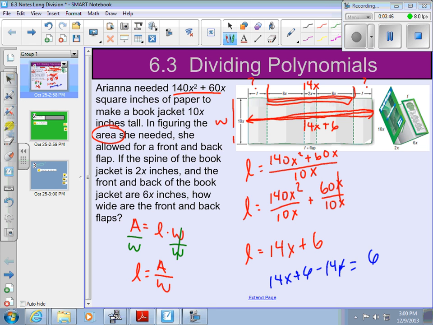And because we have two flaps equaling 6 inches, dividing by 2, we see that each flap should be 3 inches. And that would be the solution on this one. So whenever you're dividing by a monomial, you want to divide each term by that monomial. Let's try some more of those.